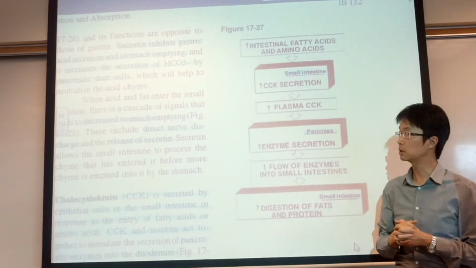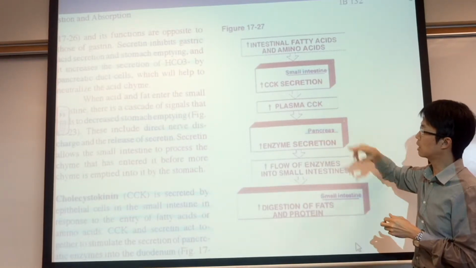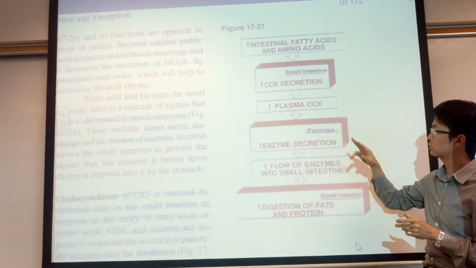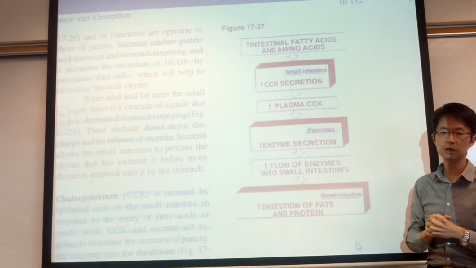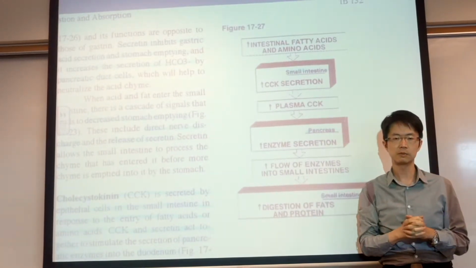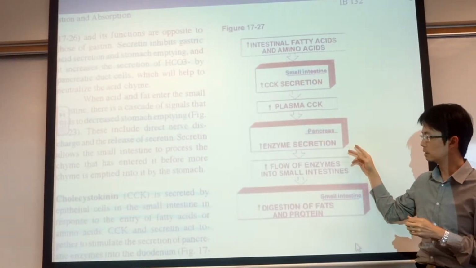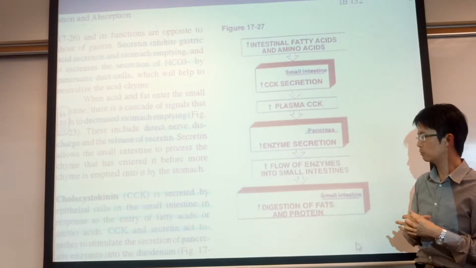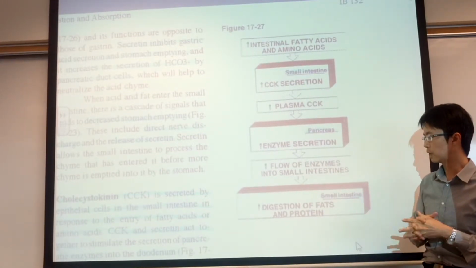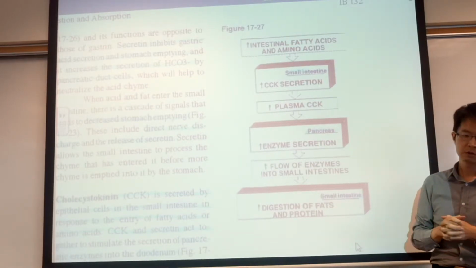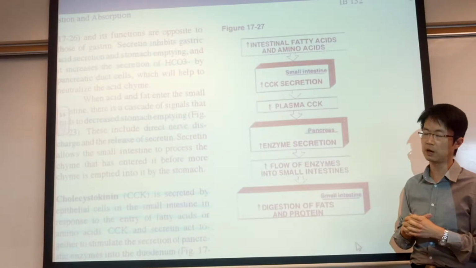is being secreted. The small intestine secretes cholecystokinin, and then it travels through the blood to go to the pancreas to induce the secretion of pancreatic enzymes, and then the pancreatic enzymes will be secreted into the small intestine to help the digestion of fat and protein. So you can see that it's a very reasonable, logical pathway.